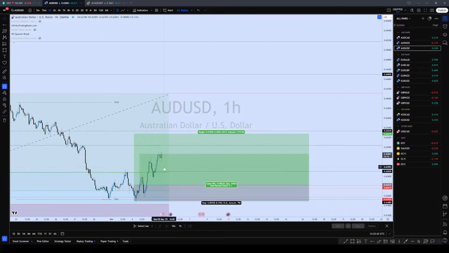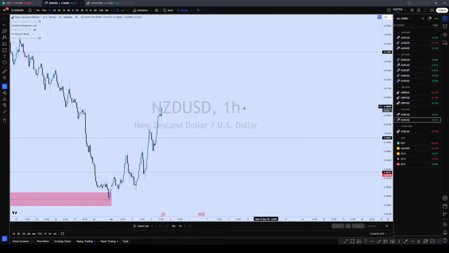Okay, so if you want to buy, then Australian dollar or the New Zealand dollar would be the best one, because it's still relatively cheap compared to the euro and the pound. It needs to catch up with what these two are doing. So New Zealand can also be a good one to buy.